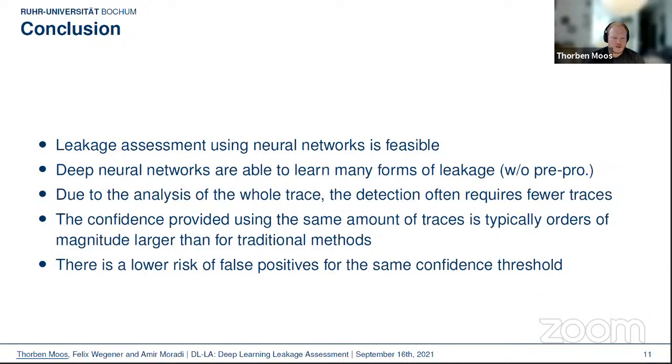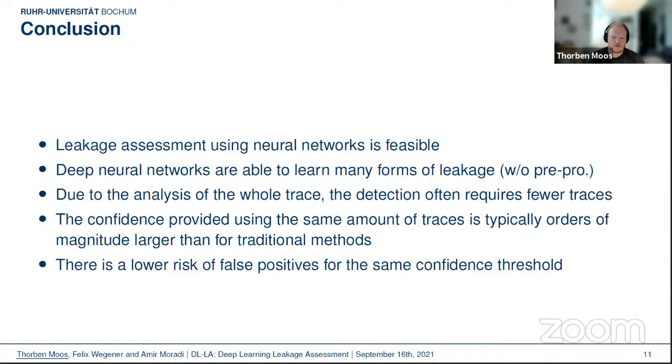Okay, in summary, leakage assessment using neural networks is indeed feasible and also worth the extra runtime in more complex detection scenarios, as for example, multivariate higher order leakage, since the deep neural networks are able to learn many forms of leakage automatically without any pre-processing or manual effort.